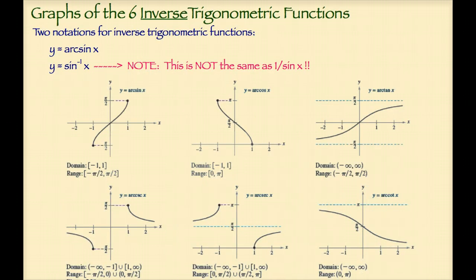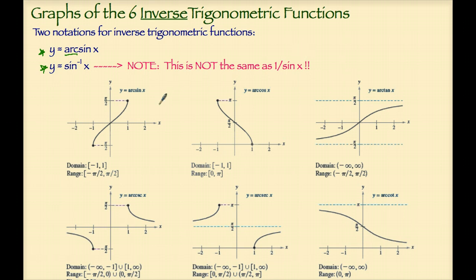Here are the graphs of the 6 inverse trigonometric functions. Let's make a point about notation. There are 2 notations for inverse trigonometric functions. The first is this: y equals arc sine x. ARC in front of each of the 6 trigonometric functions indicates the inverse function. The other utilizes the exponent -1. y equals sine to the -1 of x indicates inverse sine. Note this is not the same as 1 over sine x. The exponent -1 is not indicating the reciprocal, it's indicating the inverse function.